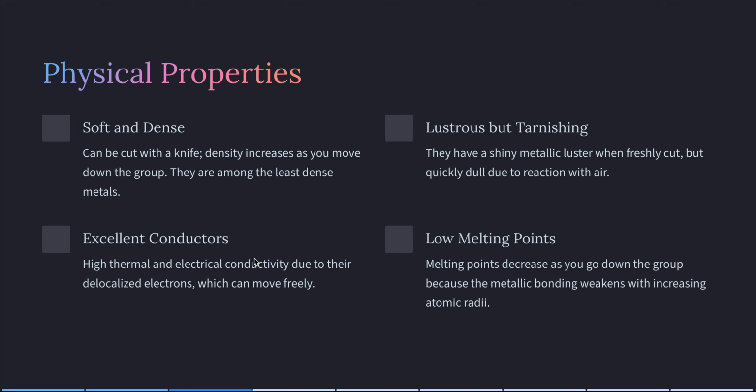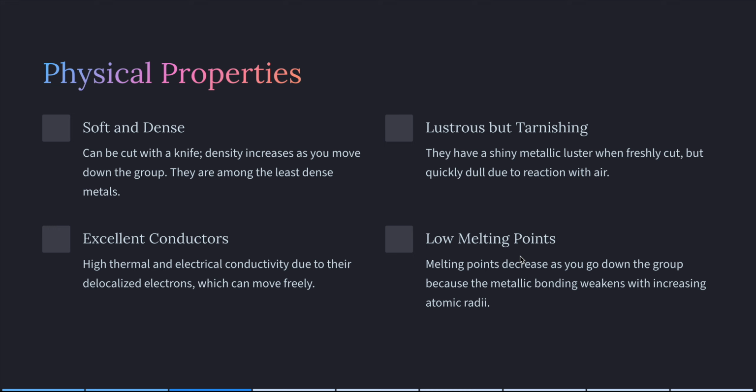They are excellent thermal and electrical conductors because of the delocalized electrons present in their metallic structure, which we will discuss in a later video. These electrons move throughout the structure, carrying the electric current or the heat, making them good conductors. Next, we would also talk about the low melting points. The melting point decreases down the group. They become softer, so the melting point decreases.